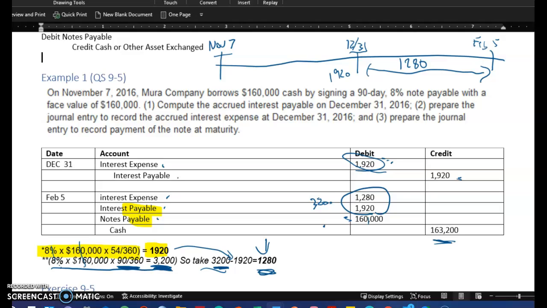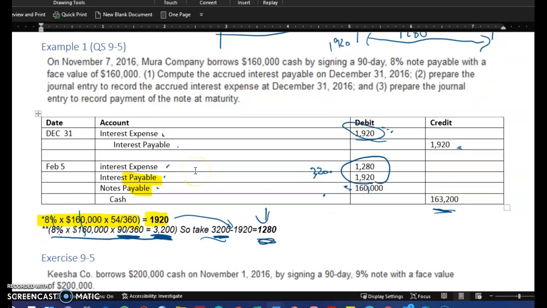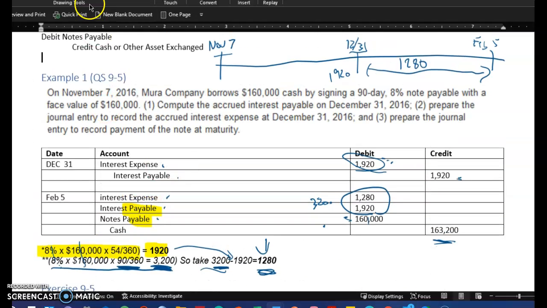Now, you need to know this entry for your exam. All right, I'm going to end the video here, and we will pick up with exercise 9-5 in the next video.